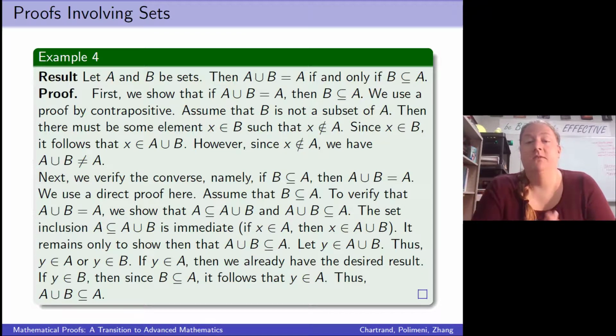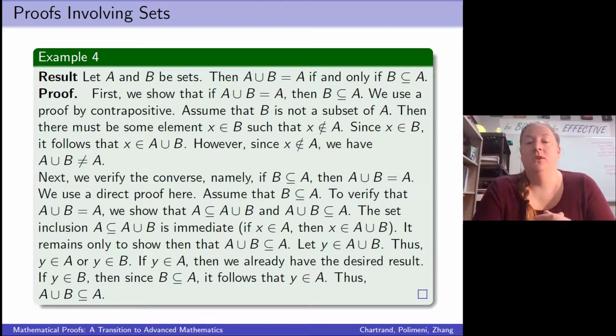Now we need to look at the converse. So we have if B is a subset of A, then A union B equals A. Again, here I have the subset with my if, so I'm going to assume that. So I'm assuming that B is a subset of A. To show that A union B equals A, this is equals with sets, so I need to do the two subset inclusions. I'm first going to show that A is a subset of A union B. This, just from the definition of union, is true.